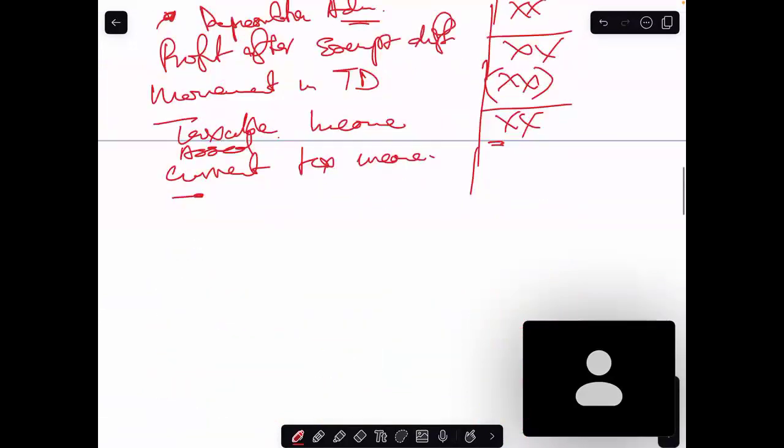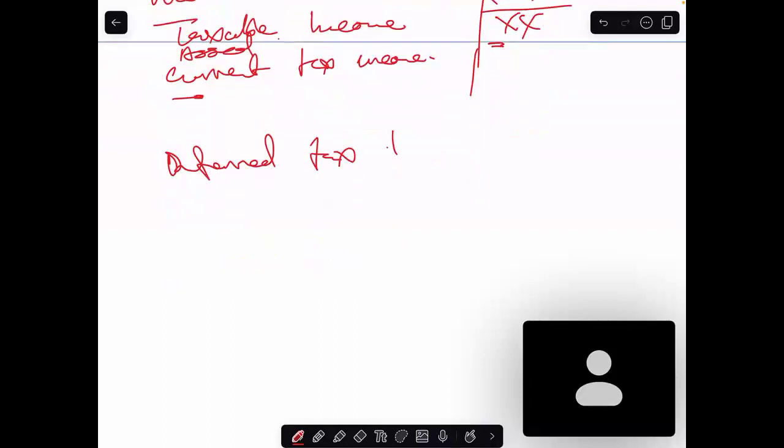Right, then after that, we looked at deferred tax. What did we say on deferred tax? We said this animal is calculated on temporal difference. I'll just use TD. We said this animal is calculated on TD, which is temporal difference.